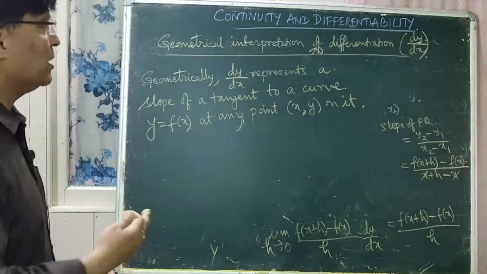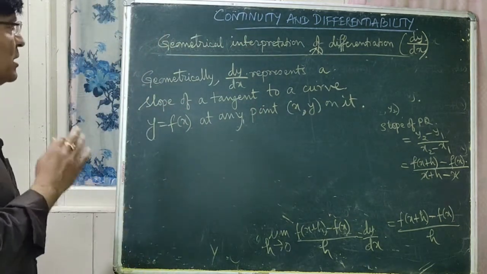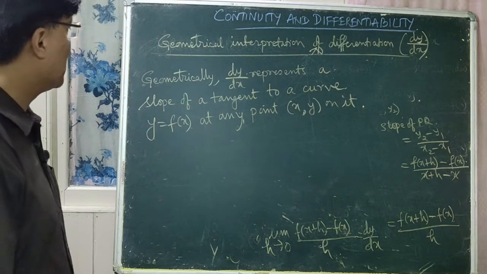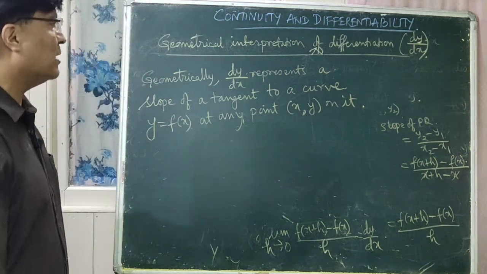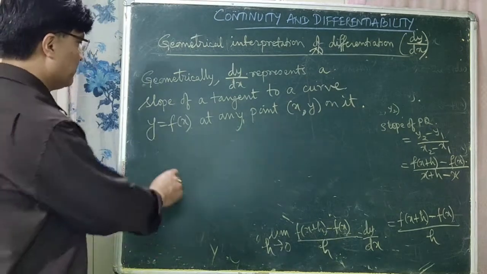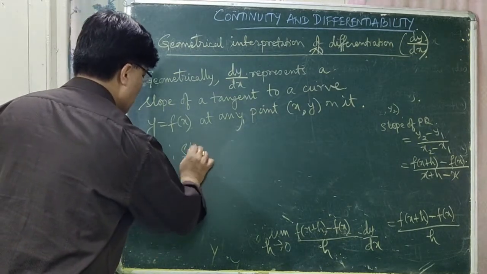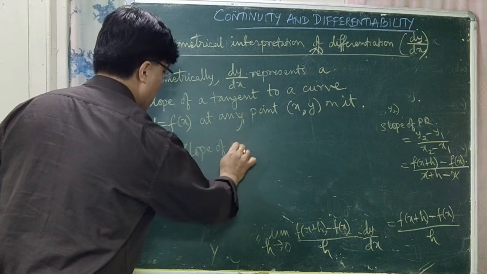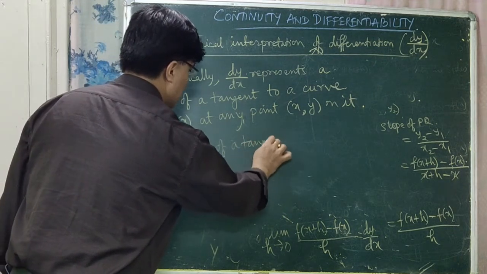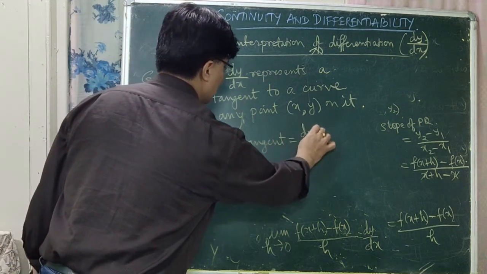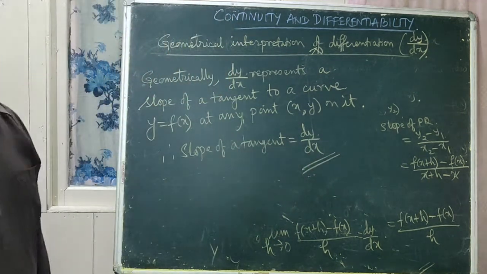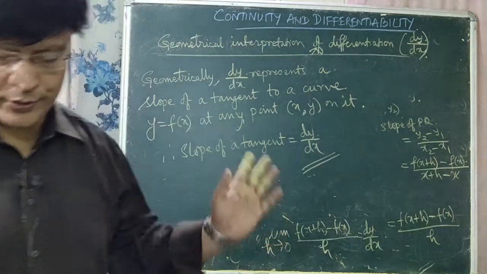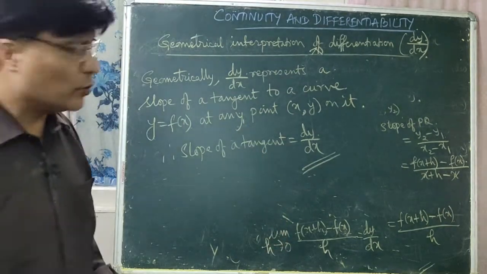So what is the geometrical meaning of dy by dx? Geometrically, dy by dx represents a slope of a tangent to a curve y is equal to f of x at any point x comma y on it. So therefore, slope of a tangent is equal to dy by dx. So I think you have understood it. Okay, so you can copy it. We'll do a theorem now.